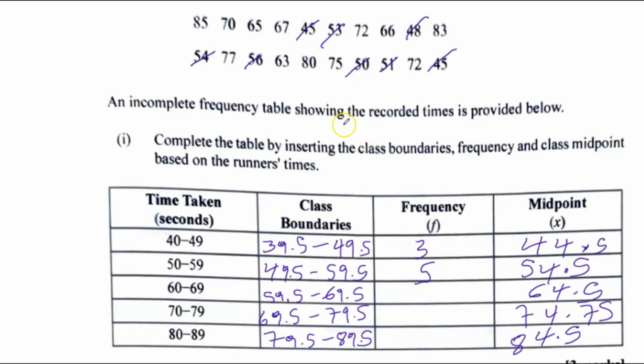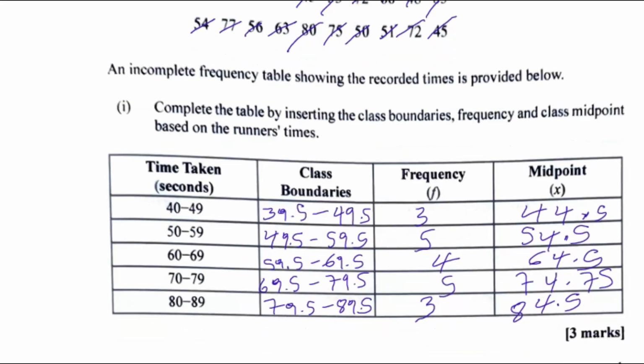The numbers in the 60s, that's 1, 2, 3, 4. Numbers in the 70s, that's 1, 2, 3, 4, 5. That's 5 of them. And the numbers in the 80s would be whatever is left. So that's 1, 2, and 3. So that's all the numbers accounted for, all the times accounted for. Alright, so that's the table completed.